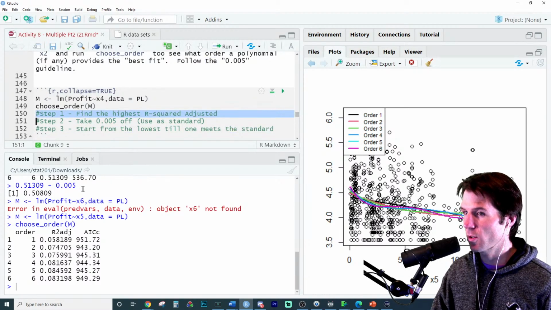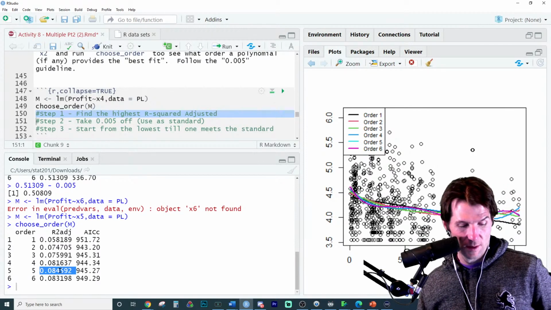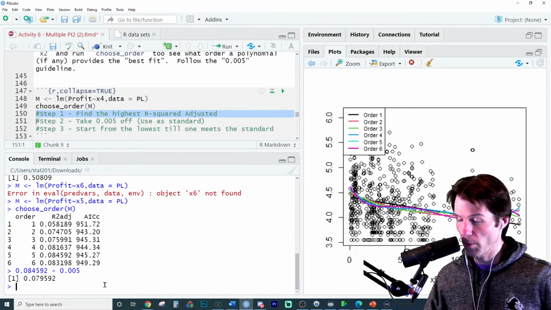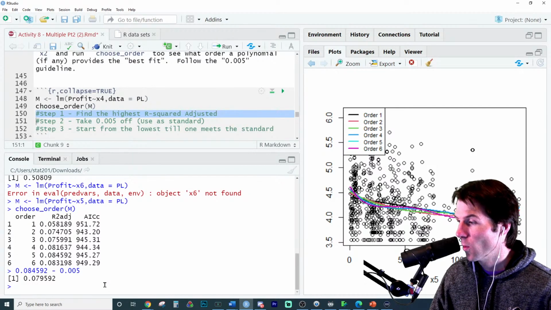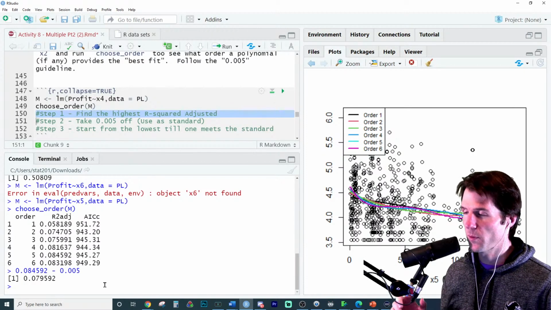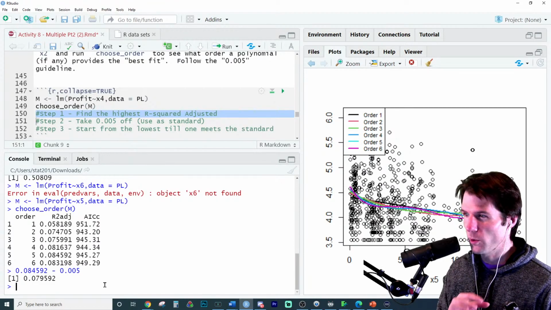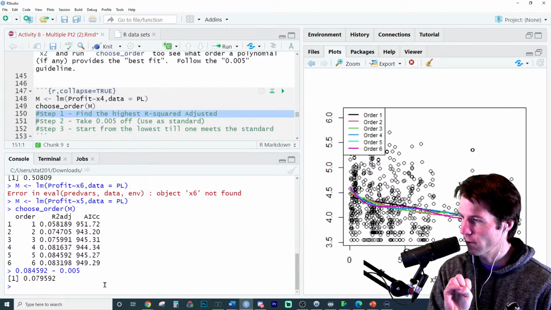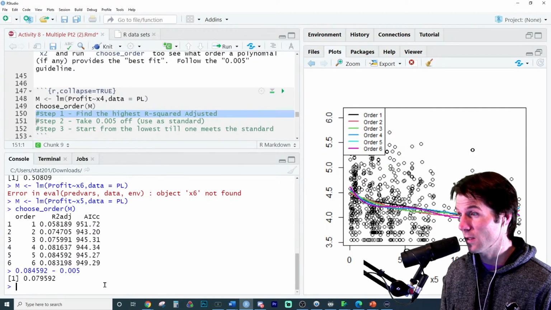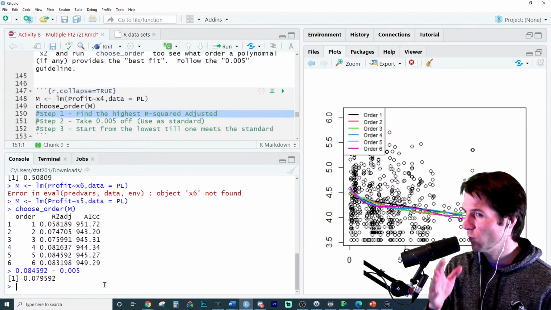Step 1, find the highest R-squared adjusted. Step 2, subtract 0.005. Step 3. A lot of people do 0.05. Don't do that, because we're not doing statistical significance subtraction from it. We're doing a very small, tiny takeoff of it because we're choosing something very close to it that is basically as good as it. But we want something simpler, something that's not as complex as like a fifth order.